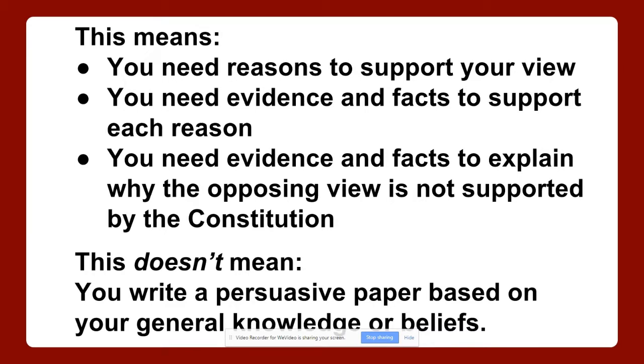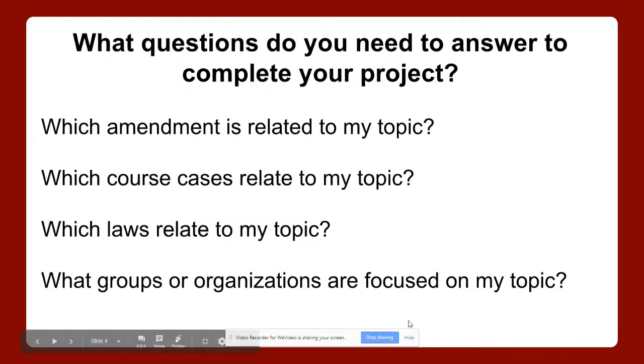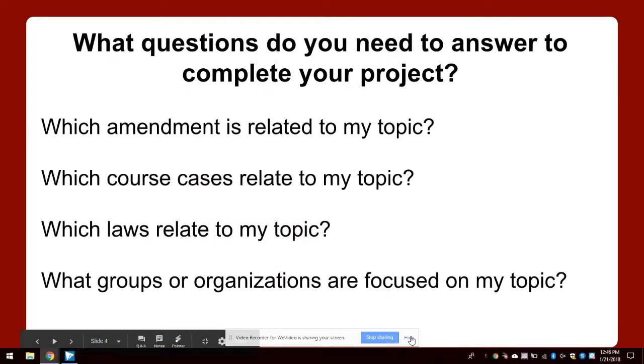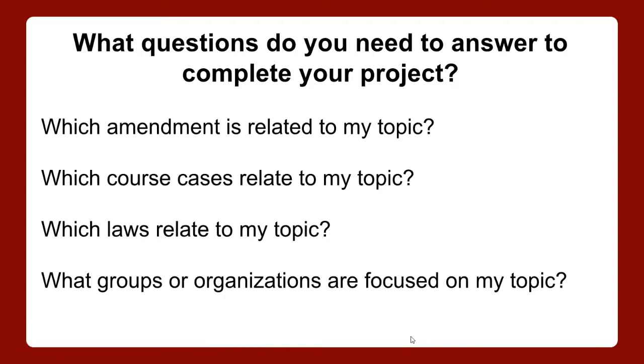So you're going to need to do research to discover what laws are in place, what court cases have been tried related to this topic, which organizations are for it or against it, and you'll need to understand both sides of the argument. In order to complete your research project effectively, you'll need to understand the amendment that it's related to, the court cases, the laws, and groups or organizations that are focused on your topic. So those are the different items you'll need to start researching.